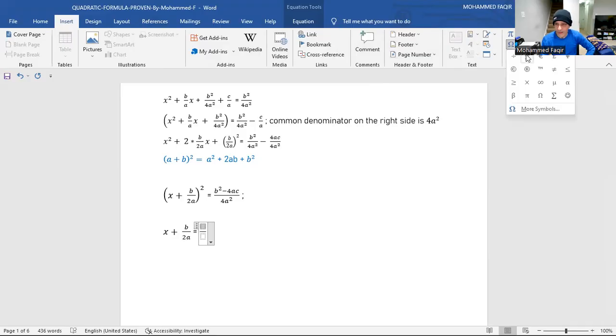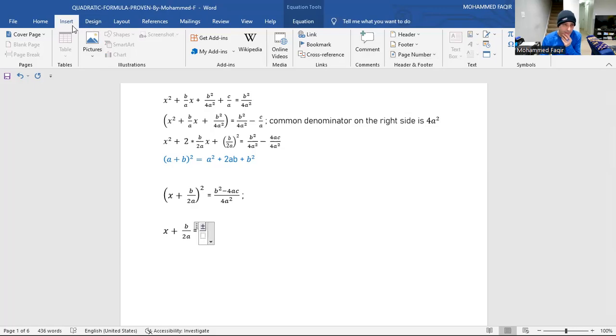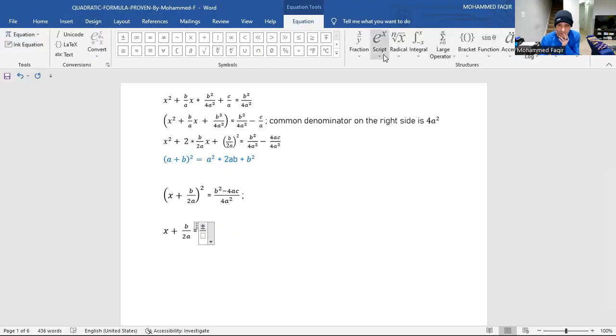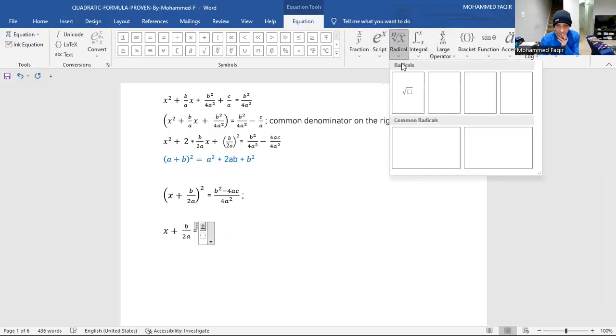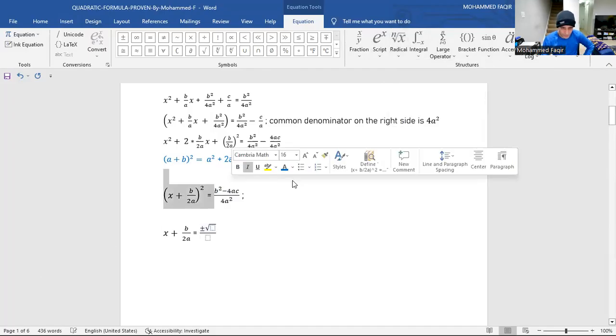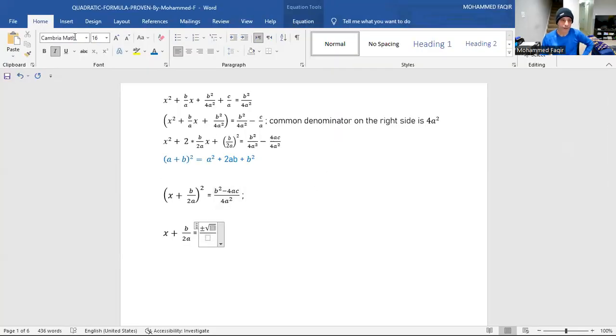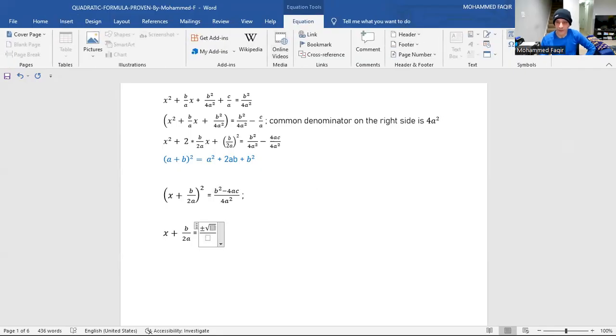Symbol. And this symbol here, that's what I need. I need it to be there. And now I need to search, and I need a square root. We need this part, just the top part. I'm gonna write it.